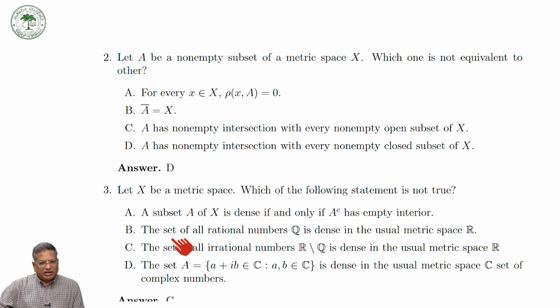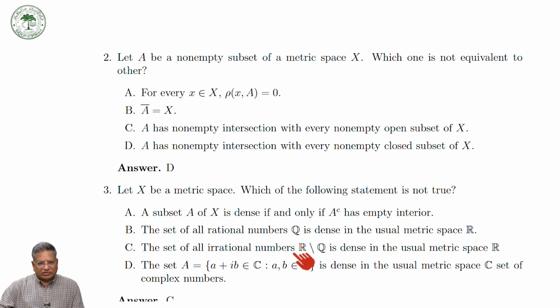The second: the set of all rational numbers is dense in the usual metric space R. Yes, this is true, because we have seen that the set of all rational numbers is dense in R with respect to the usual metric. The set of irrational numbers is dense in R with respect to the usual metric. Yes, this is also correct. The set A consisting of a plus ib, where a and b are real numbers, is dense.